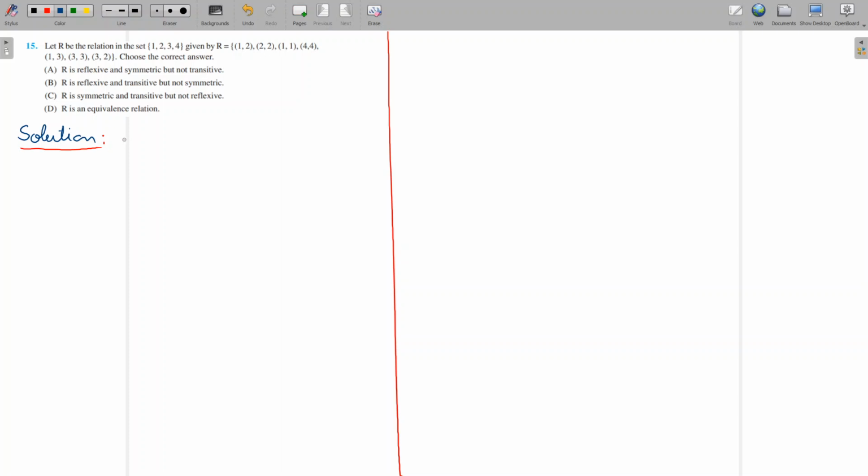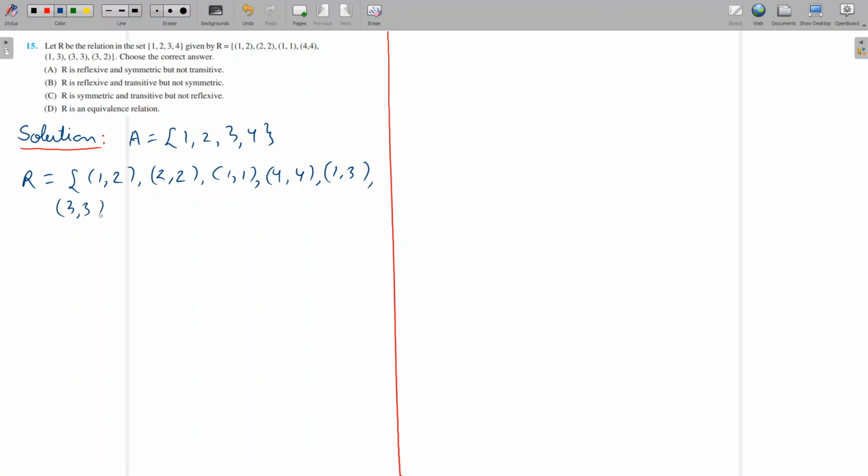So here set A is equal to {1, 2, 3, 4}, and the relation R is given to us as ordered pairs (1, 2), then we have (2, 2), and we have (1, 1), then we have (4, 4), then we have (1, 3), then we have (3, 3), then we have (3, 2). So in total we have 7 elements here.